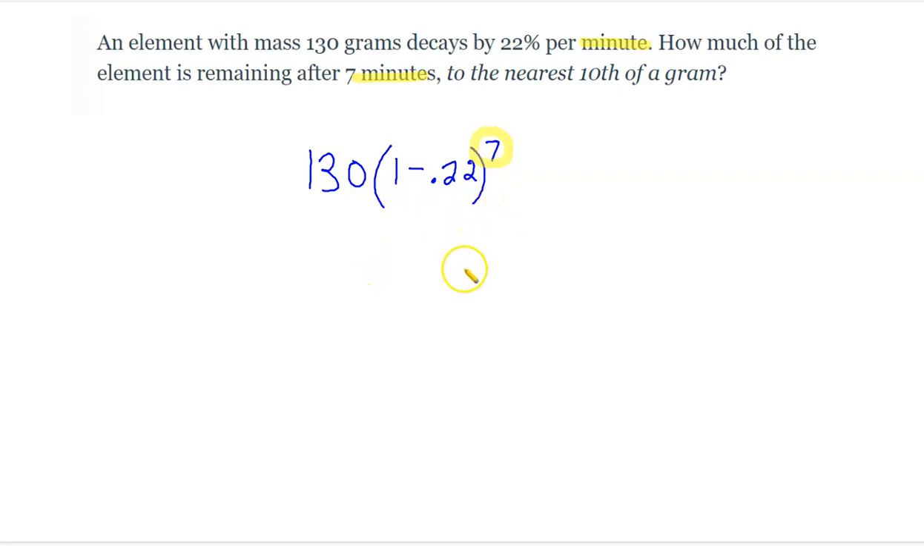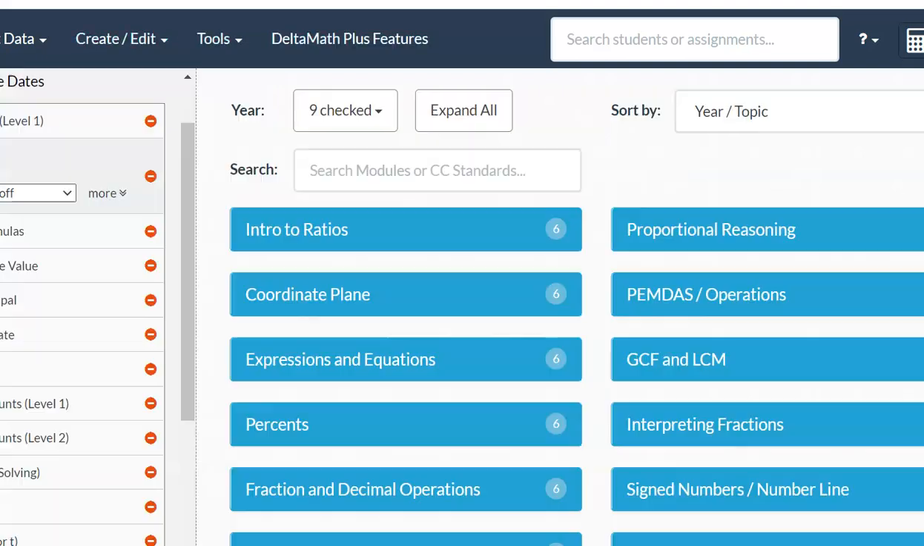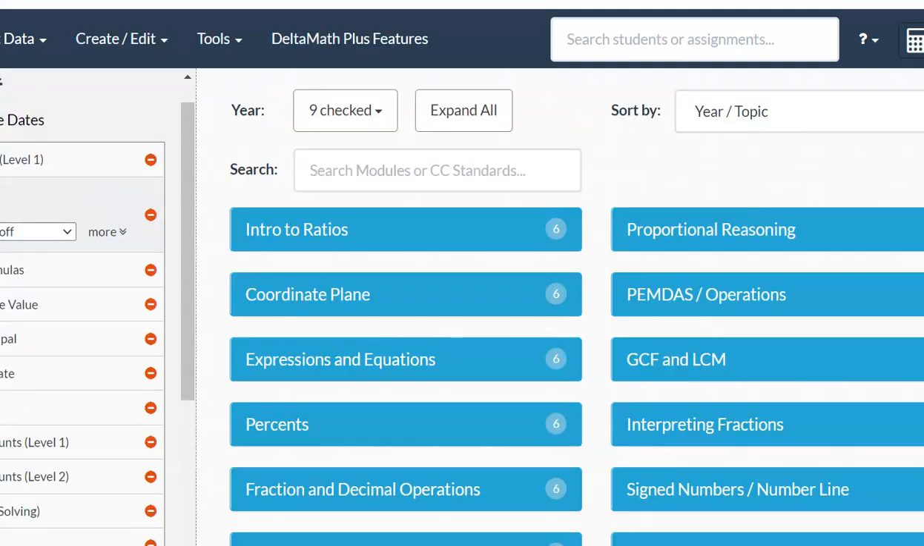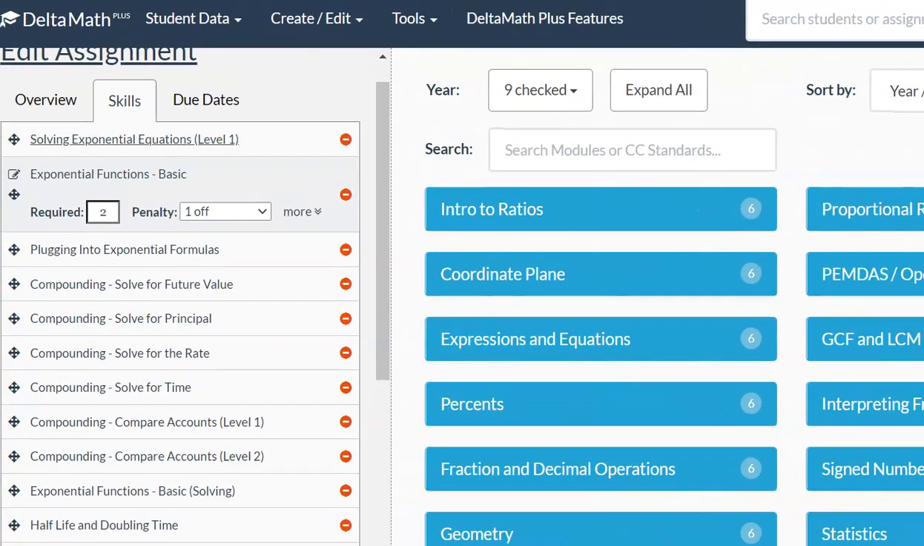We'll talk about those a little bit more in today's actual lesson. But if you would like to now, you can actually go ahead and work on your top 2 Delta Math assignments for today. You know this one and you know this one now.